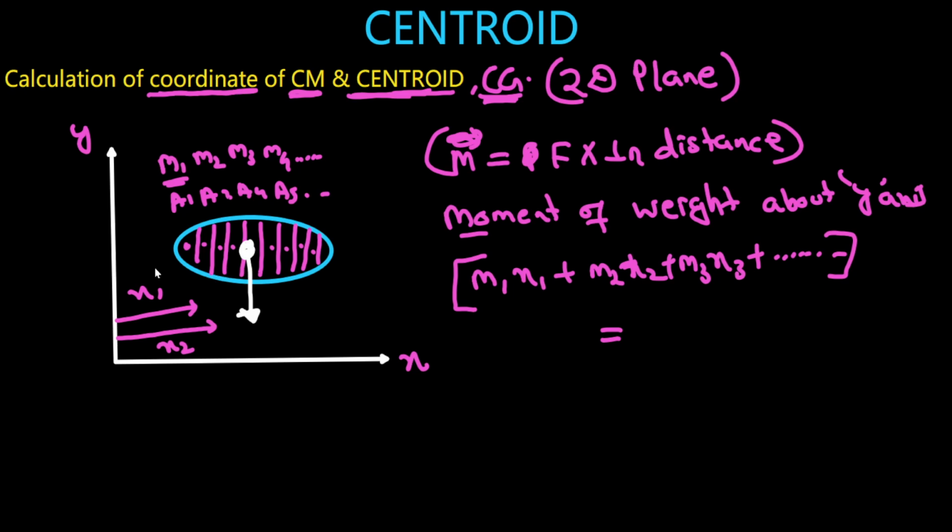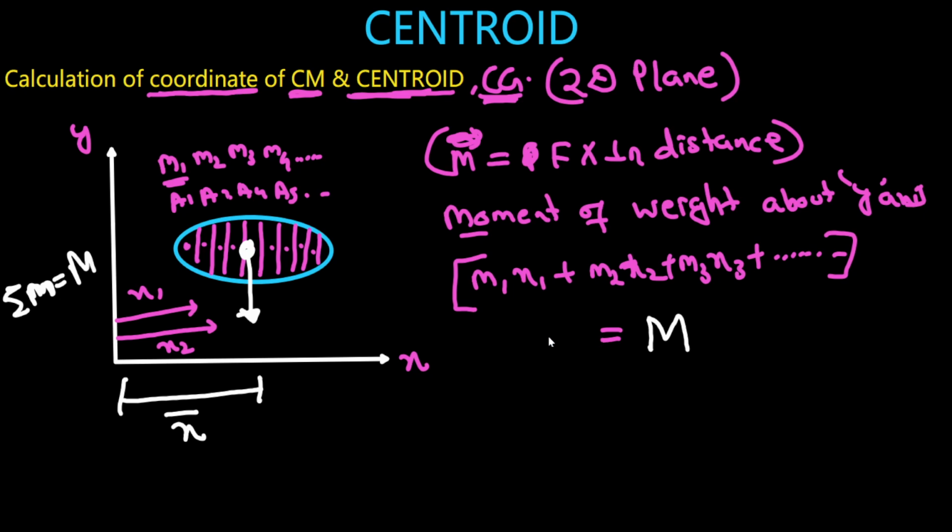Suppose the distance between the y-axis and the center of gravity I'm taking as x bar. So the moment due to this one, suppose the moment is like this. The total mass of the object is m1 plus m2 plus m3. I'm taking the sum of all the masses. Sum of all the mass is equal to m. Small m is equal to m1, m2, m3. The summation of all the mass is equal to capital M.